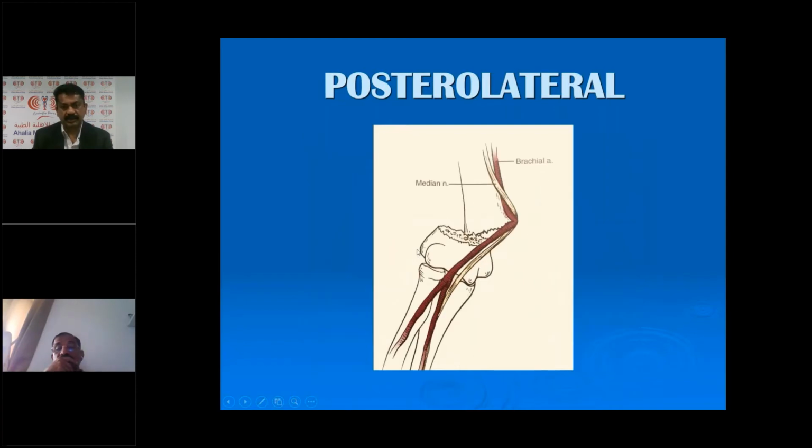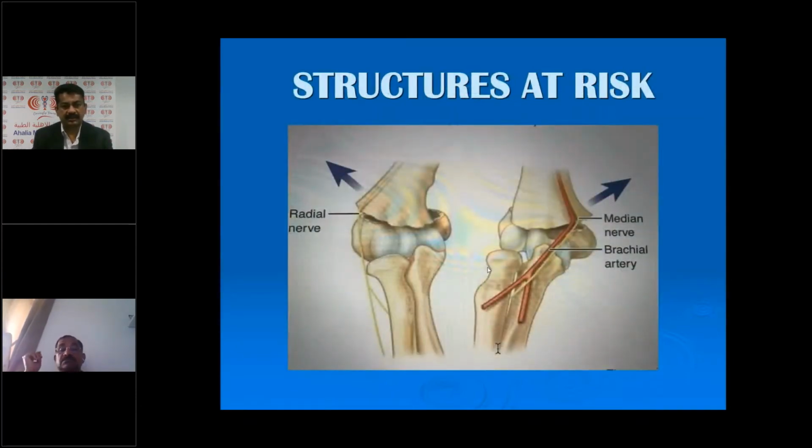So this is the posterolateral displacement, which is more prone for neurovascular complications because of the impalement of the soft tissues by the medially displacing proximal fragment. Distal fragment goes laterally, posterolaterally, so it's posterolateral displacement. So structures at risk in both: you can see in the posteromedial, the radial nerve is at risk. In the posterolateral, the brachial artery and the median nerve are at risk.